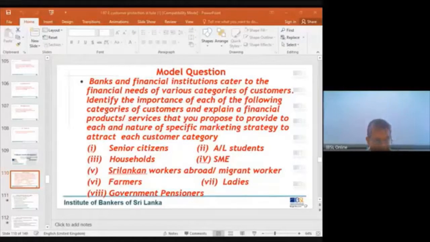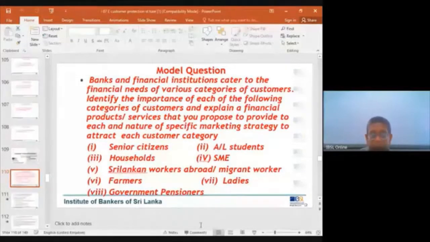So why are ladies important? Second, what are the financial products you can propose to them? How can you market your product? Right, okay. Now, with this, next time we will try to do another two questions, right? Okay, so we just answered the question which I gave you in the T2 number one slide.